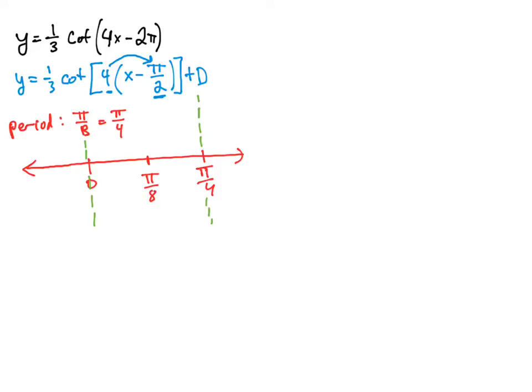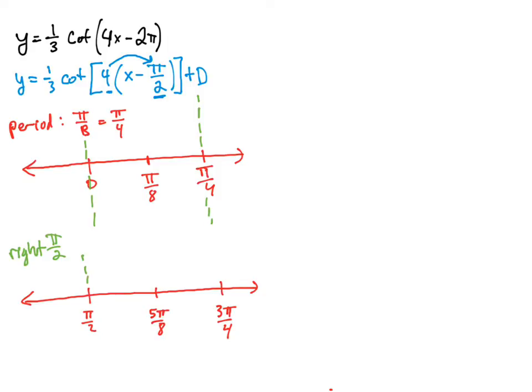Then we need to consider any horizontal shifts. We're going to say that we're going right pi over 2 units. So what that means is on this number line that we came up with, these values, 0, pi over 8, and pi over 4, we're going to add pi over 2 units. So instead of 0, we'll have pi over 2. Instead of pi over 4, we're going to have pi over 4 plus pi over 2, get a common denominator. We end up at 3 pi over 4. And then pi over 8 plus pi over 2, get a common denominator of 8. So pi over 8 plus 4 pi over 8 will be 5 pi over 8.